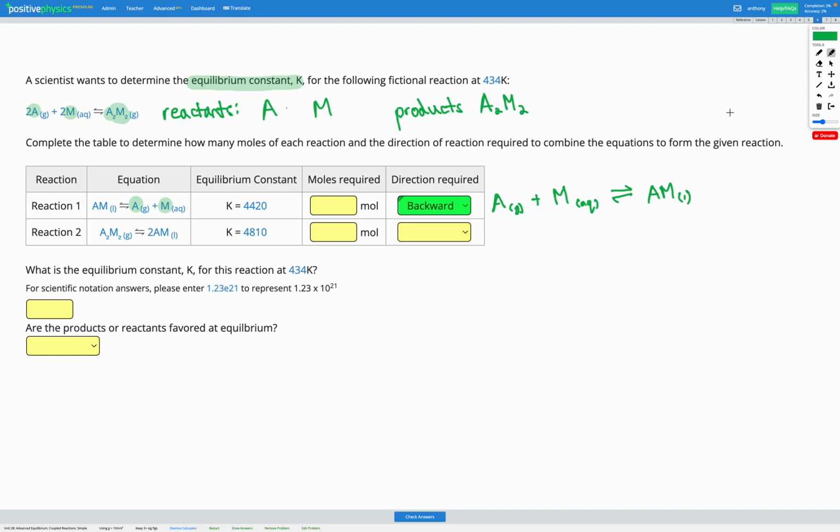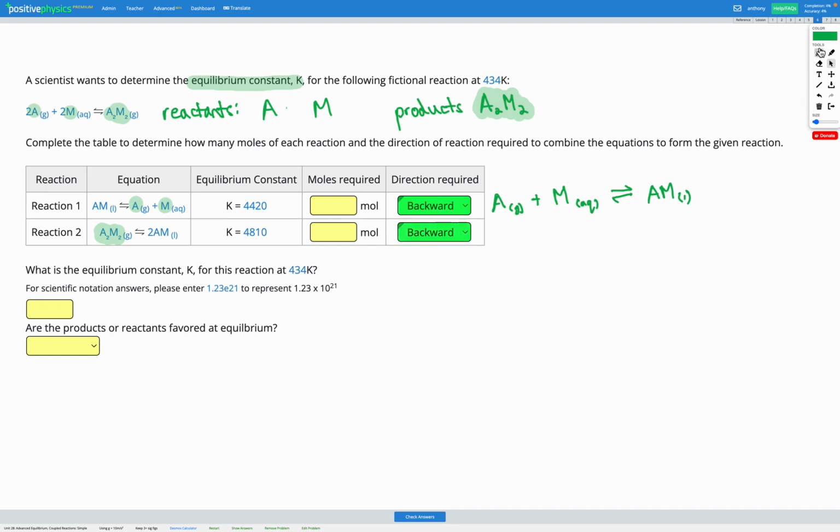Now let's look at reaction 2. So of the stuff that's in reaction 2, A2M2 is the thing that appears in our goal equation. And in our goal equation, that's in the products. However, in this step, it's in the reactants. So again, we're going to want this equation to be backwards so that we can have A2M2 in the products in this step. So this one's also going to be backwards.